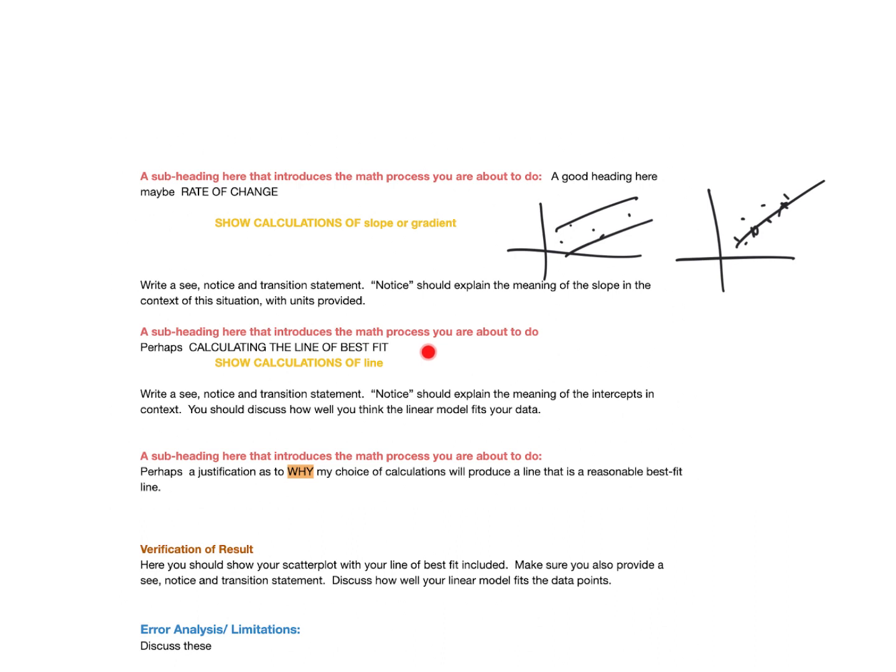Once you have your slope, you actually have to calculate whatever the line of best fit actually is. And so you're probably going to be using the x bar, y bar point, or maybe the median to figure out what this line of best fit is. Then you say what you're going to do, and then you calculate it, and then you say what you notice. What does this line tell you? What does the b value mean?